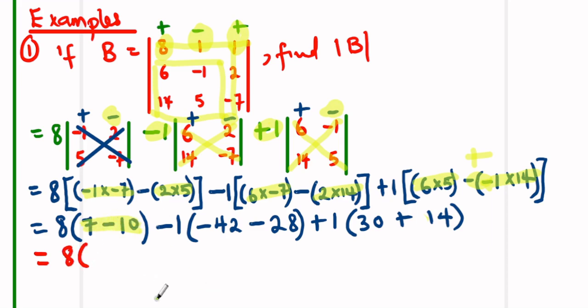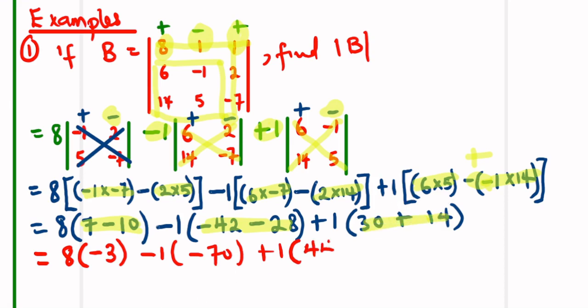7 minus 10 is minus 3. Then we'll have minus 1. Simplifying the second bracket, we'll have minus 42 minus 28, which is going to give us minus 70. So we'll have plus 1. Then the second bracket, we'll have 30 plus 14, which is going to give us 44.